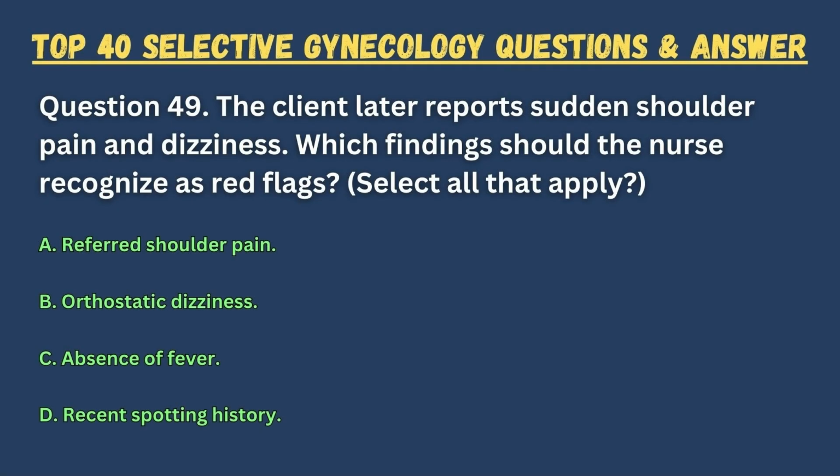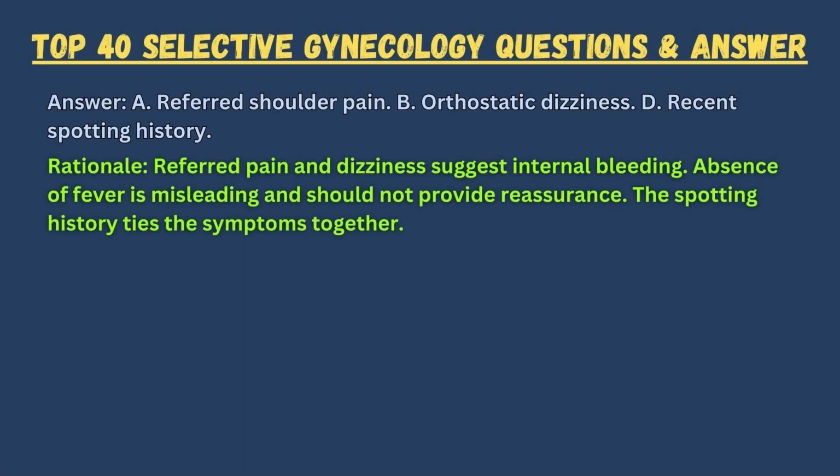Question 49. The client later reports sudden shoulder pain and dizziness. Which findings should the nurse recognize as red flags? Select all that apply. A. Referred shoulder pain. B. Orthostatic dizziness. C. Absence of fever. D. Recent spotting history. Answer: A. Referred shoulder pain. B. Orthostatic dizziness. D. Recent spotting history. Rationale: Referred pain and dizziness suggest internal bleeding. Absence of fever is misleading and should not provide reassurance. The spotting history ties the symptoms together.